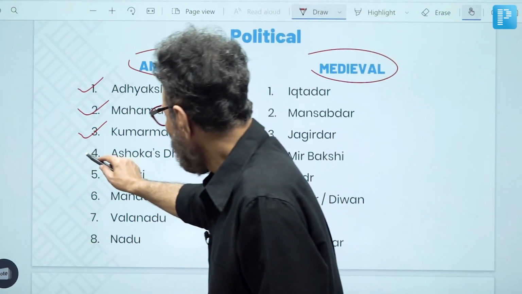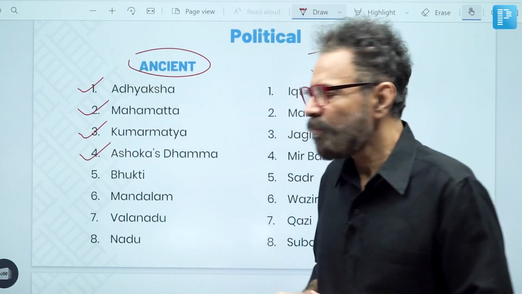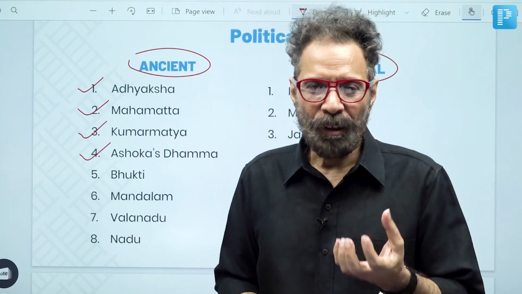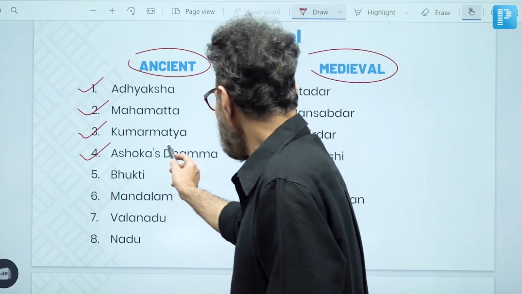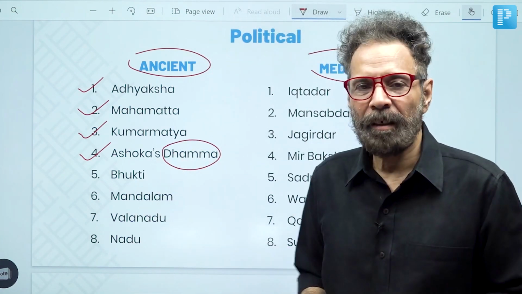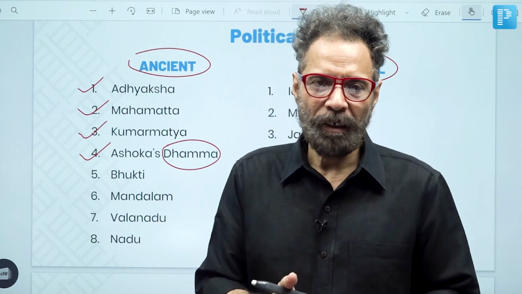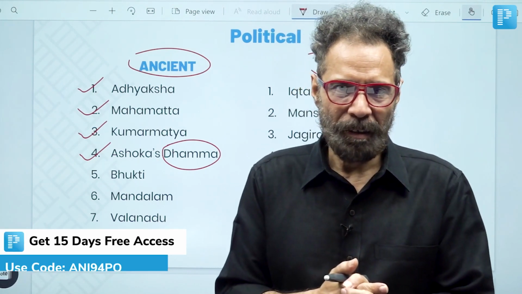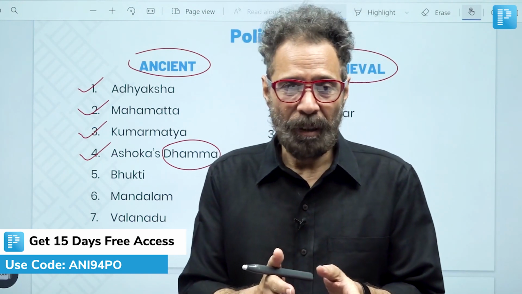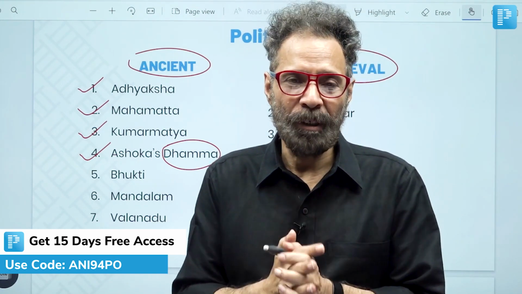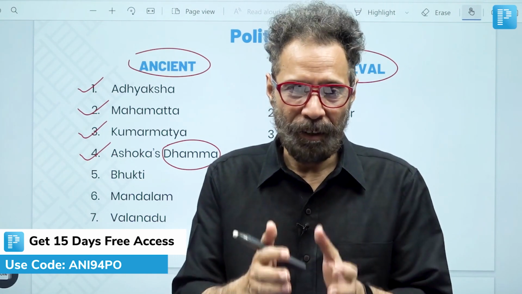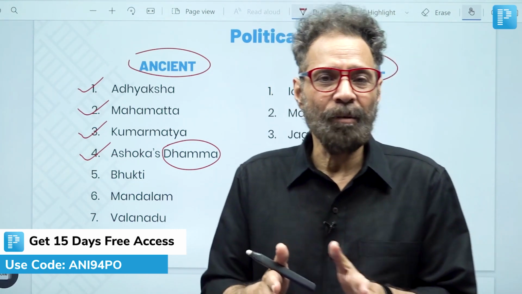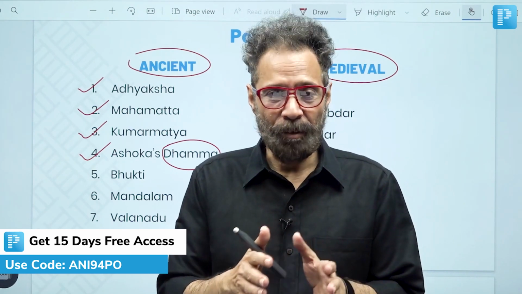Next one is Ashoka's Dhamma. Ashoka was a great Mauryan emperor. He pursued a policy known as Dhamma, and so we call it Ashoka's Dhamma. In history writing, there was a debate also about the nature of Dhamma. Some consider it Buddhism, some consider it an approach representing creation of a religious order. But now the consensus is that Dhamma was not Buddhism. It was not a religious order.